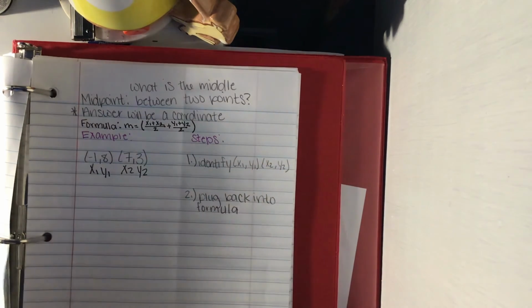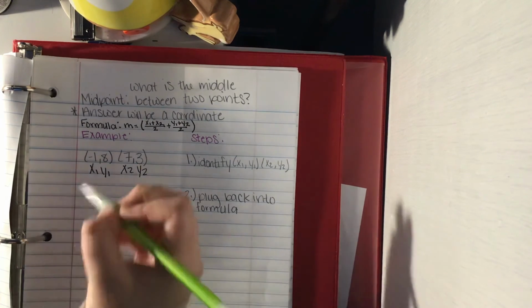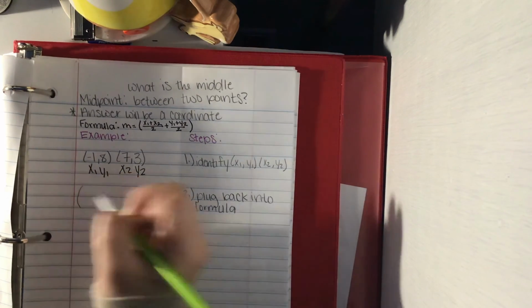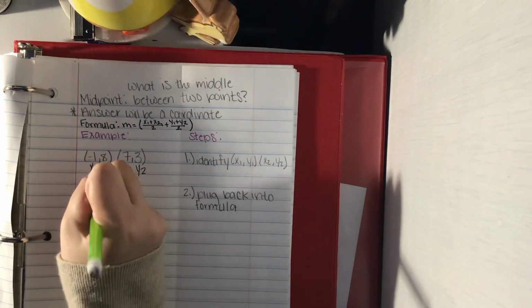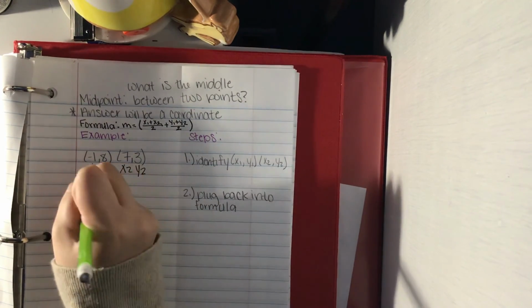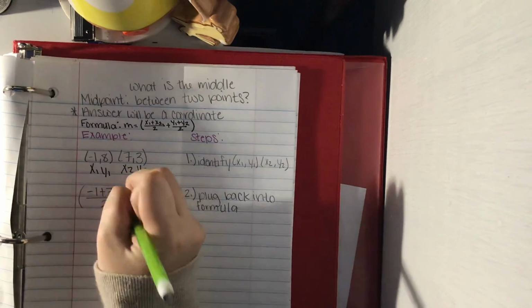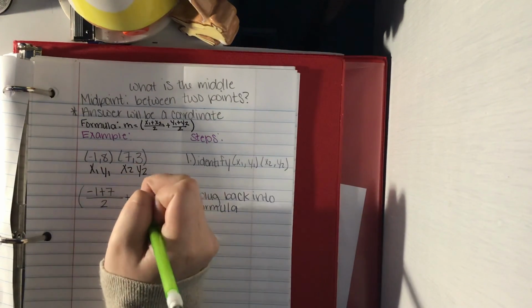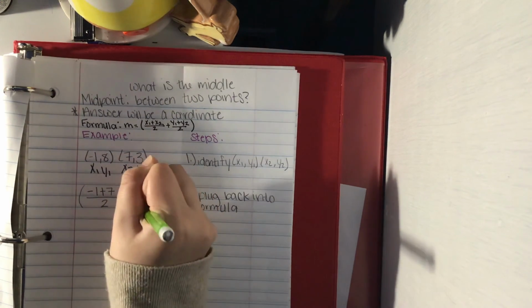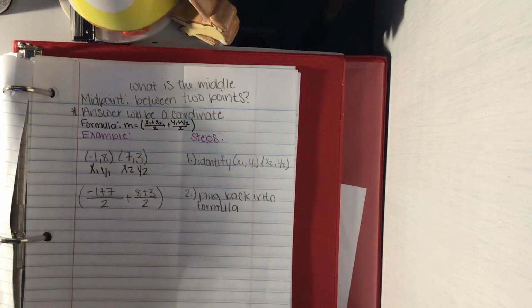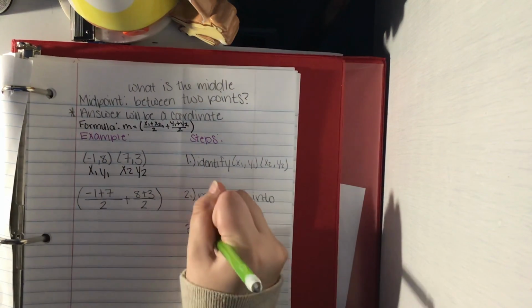Okay, and so that's going to look like this: (-1 plus 7 over 2, 8 plus 3 over 2). Okay, so our third step is we're going to add the terms.